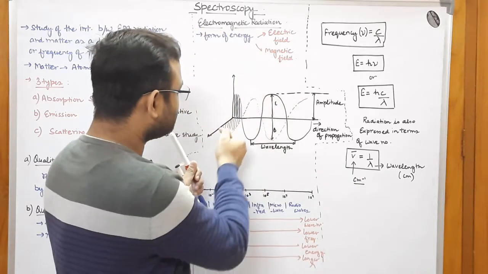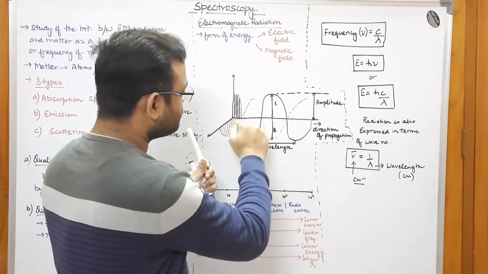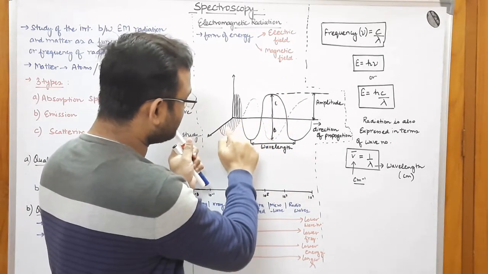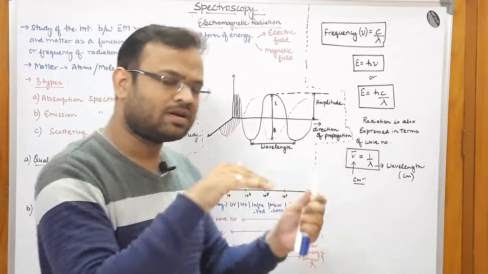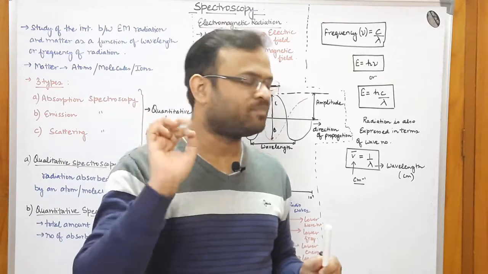You can see that this is perpendicular. So this is a 90 degree angle over here. The electrical component and magnetic component are perpendicular to each other. This is what I wanted to show you in this particular diagram.